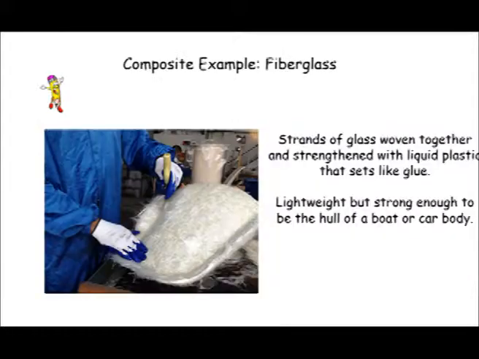For us, we use what's called composite, or things like fiberglass. Fiberglass is strands of glass that have been woven together and strengthened with liquid plastic that's going to set like a glue. Very lightweight, but it's also very strong. So you'll often find fiberglass in the hull of a boat or a body of a car. So there's lots of different cool things about that.